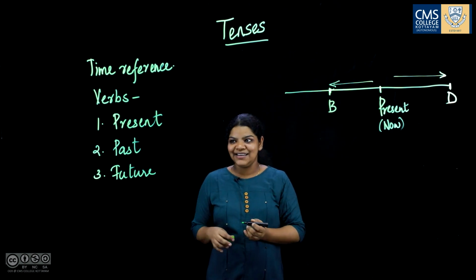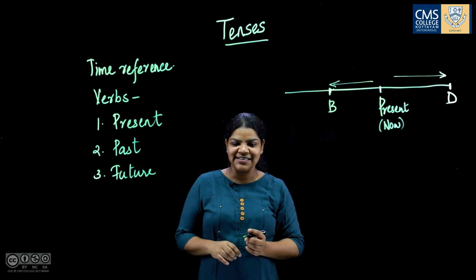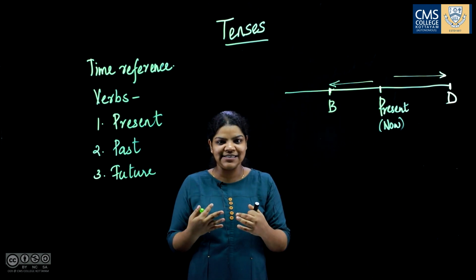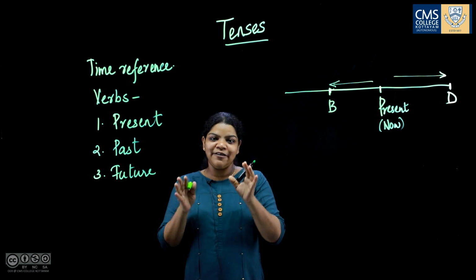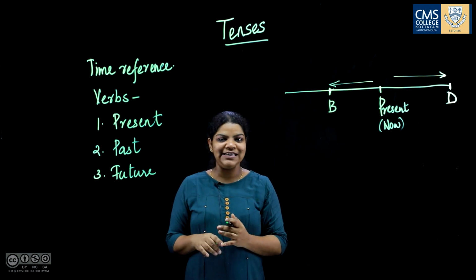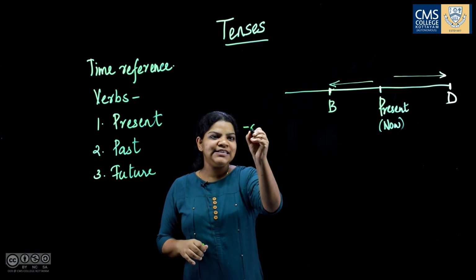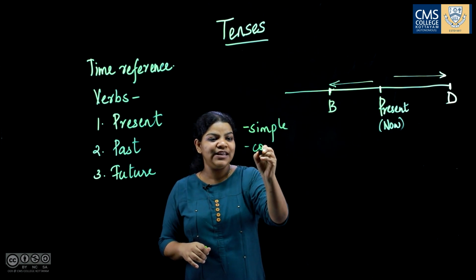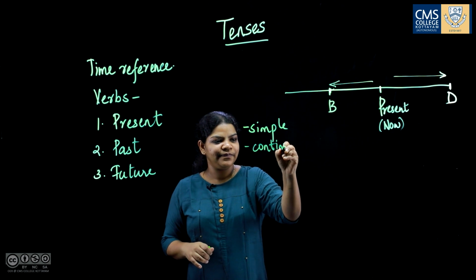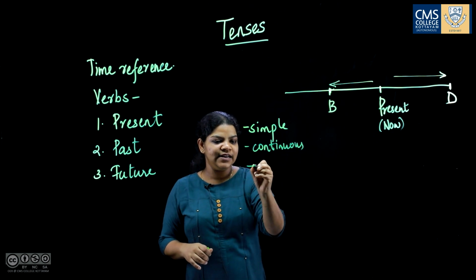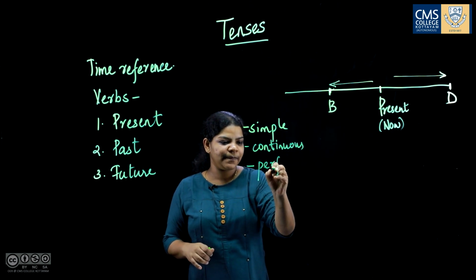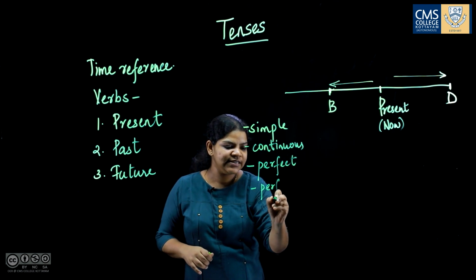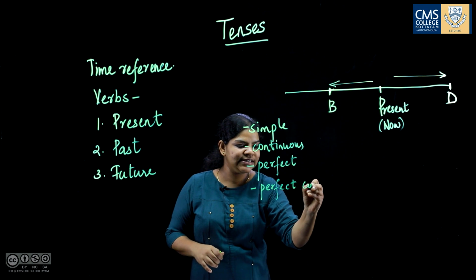Okay, now coming back, let's look at the present tense. Now, when we take any of these tenses, we need to remember that there are four different forms of each of these tenses. The first is what you call the simple form. The second is what you call the continuous form. The third is the perfect form. And the fourth is the perfect continuous form.